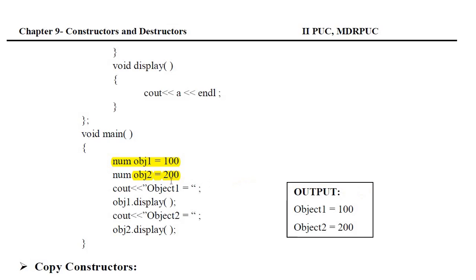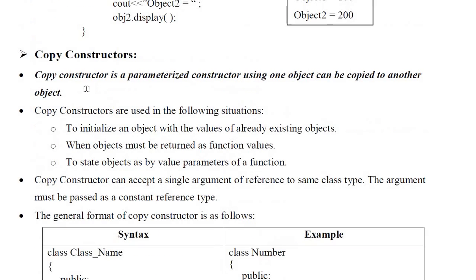Okay, next. The last type of constructor is the copy constructor. A copy constructor is a parameterized constructor using which one object can be copied to another object. So a copy constructor is a type of parameterized constructor. It is used to copy one object into another object.